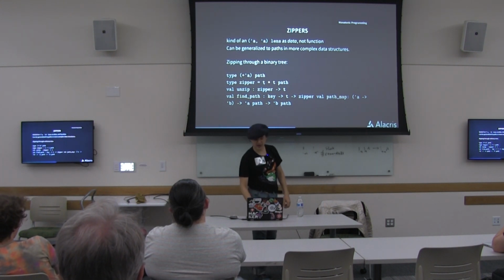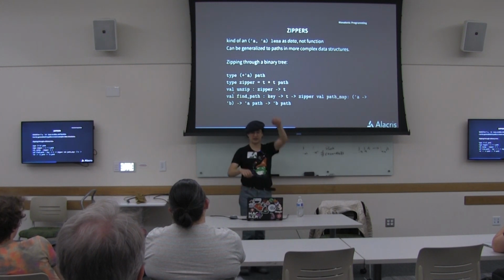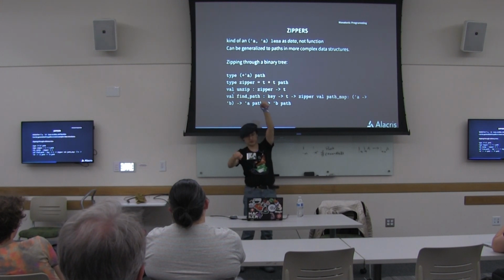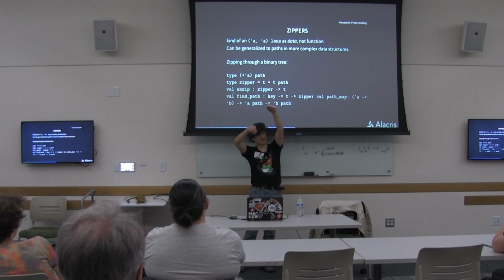And you have a function find path, which will find a key in your tree, and will find the closest subtree to that key. If the key is found, the closest tree will be a leaf. If it's not found, it will not be a leaf.